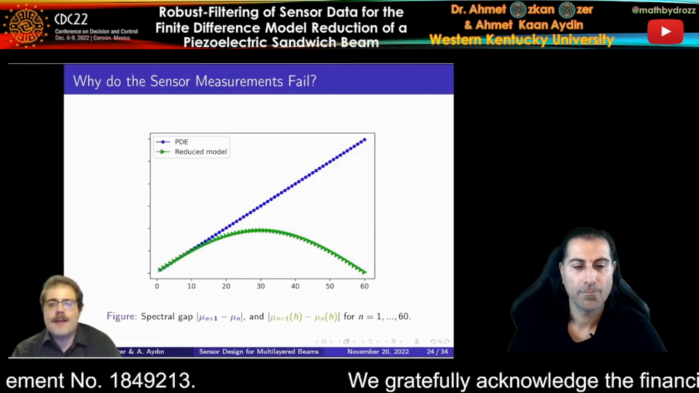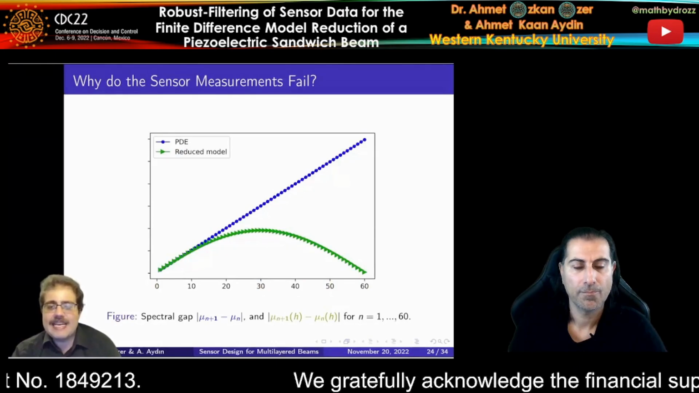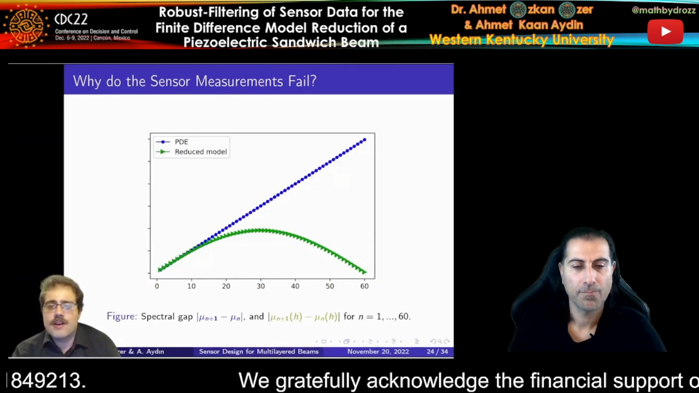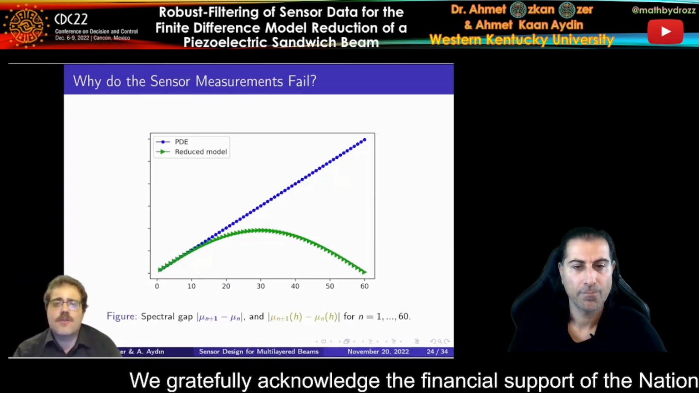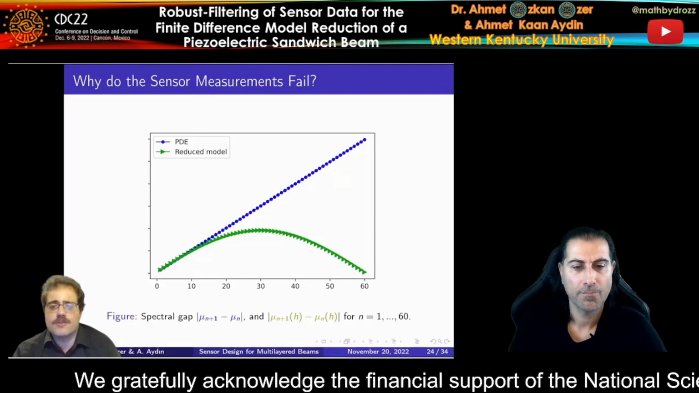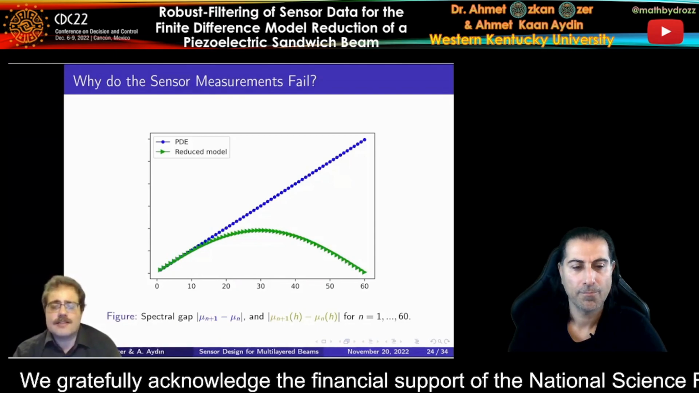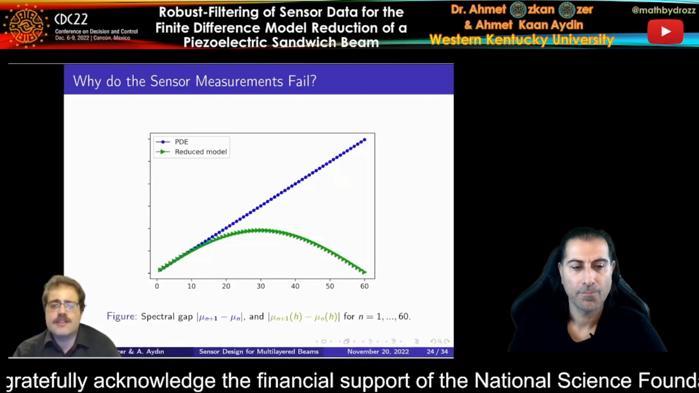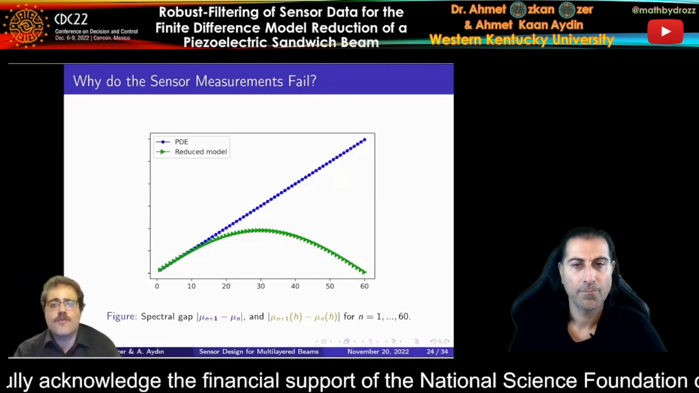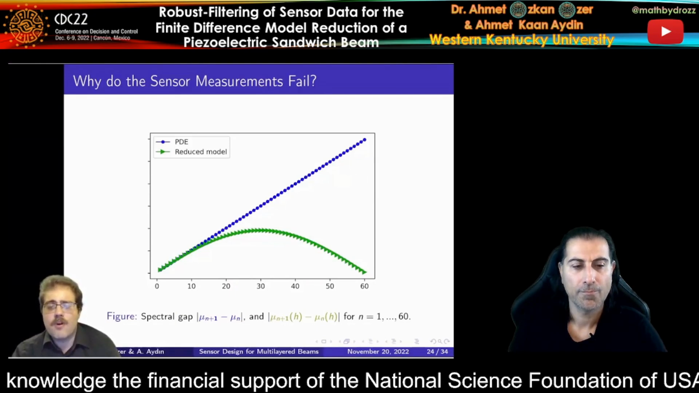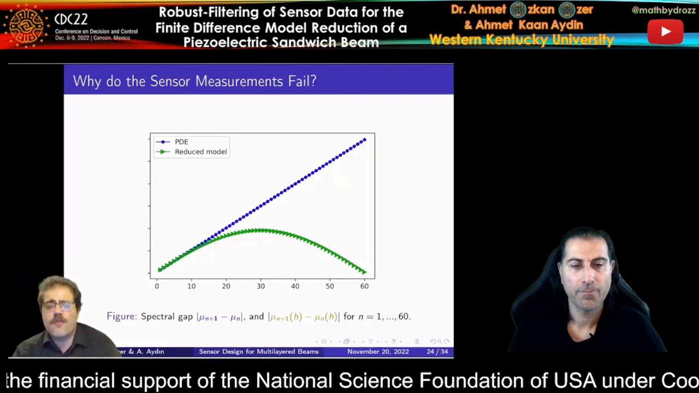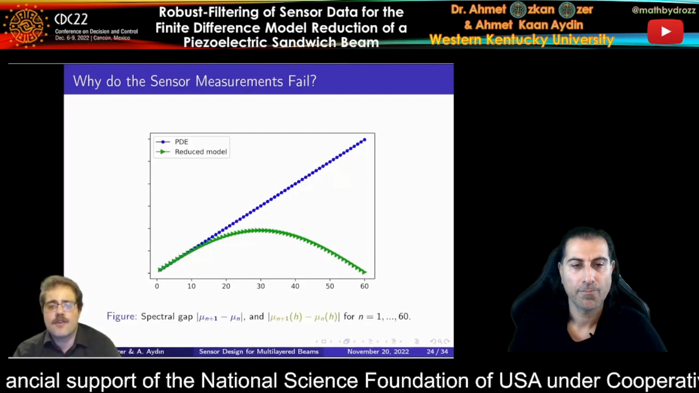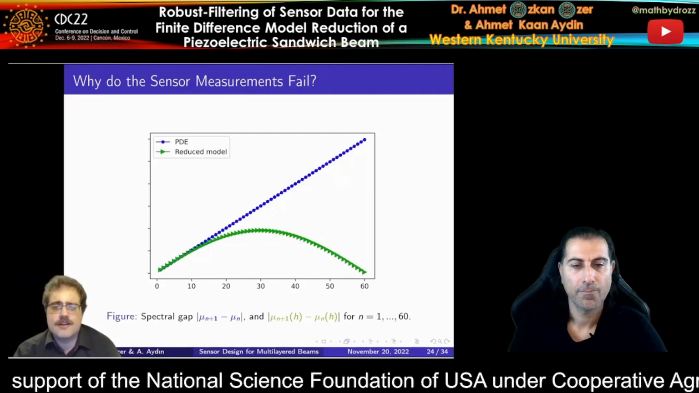When we look at the gap among the eigenvalues of the PDE model and the reduced model, we see that for the reduced model, the gap decreases as we go to the higher frequency eigenvalues. This implies that the sensor is unable to distinguish these high frequency eigenvalues from each other. Moreover, these high frequency eigenvalues are diverging from the corresponding eigenvalues of the PDE model.